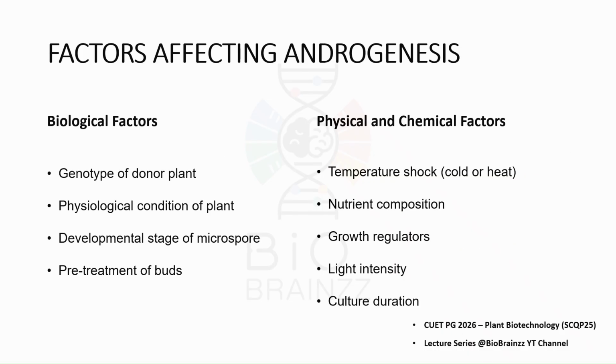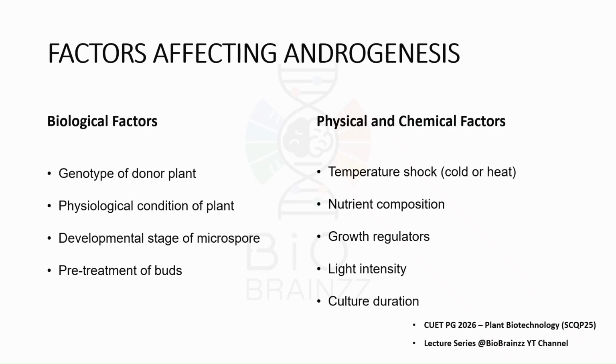Factors affecting androgenesis. Biological factors. The success of androgenesis depends heavily on plant genotype and physiological condition. Healthy donor plants produce better responses. The developmental stage of microspores is also critical. Only specific stages are competent for embryogenic reprogramming.